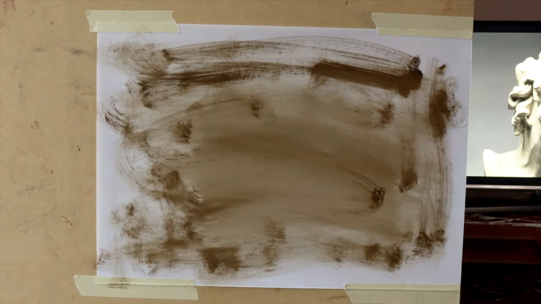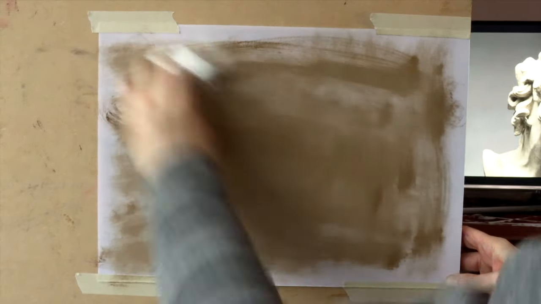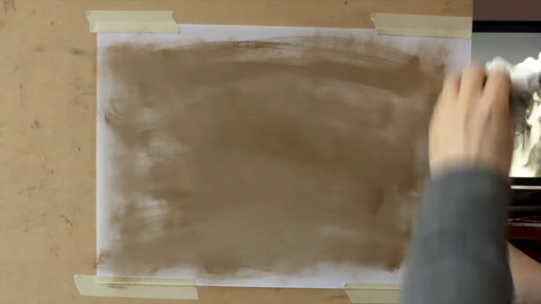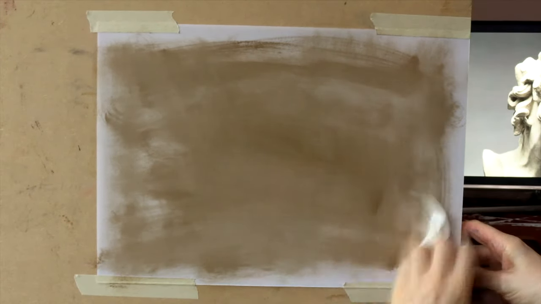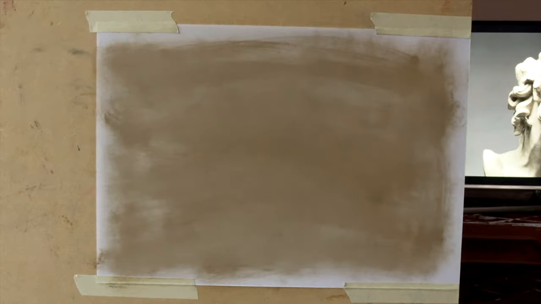Here, I'm placing a ground. Because this is paper, I'm unable to use any solvent the way I normally would when toning a canvas. But I don't need any. Because the surface is so smooth, I'm able to spread the paint over it just by wiping it back with some paper towel.